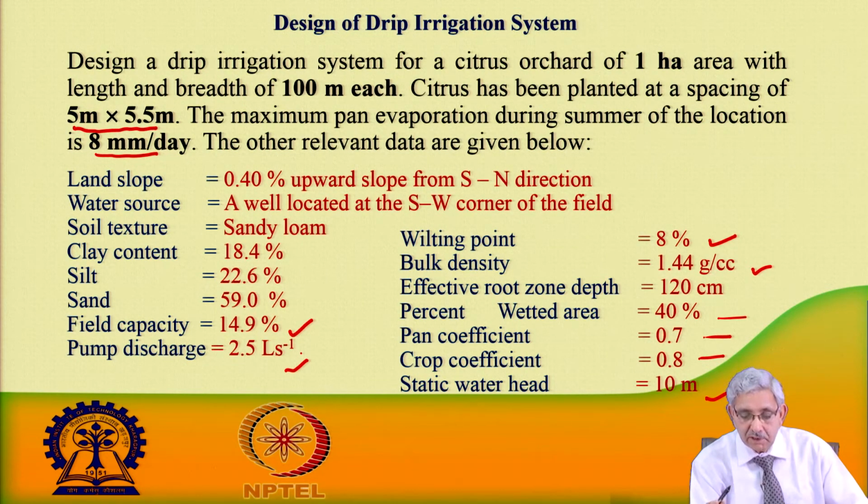So, these are the data which are relevant to this particular field. Maybe some more data we will need at the time of design, so we need to assume what is relevant to this particular situation.